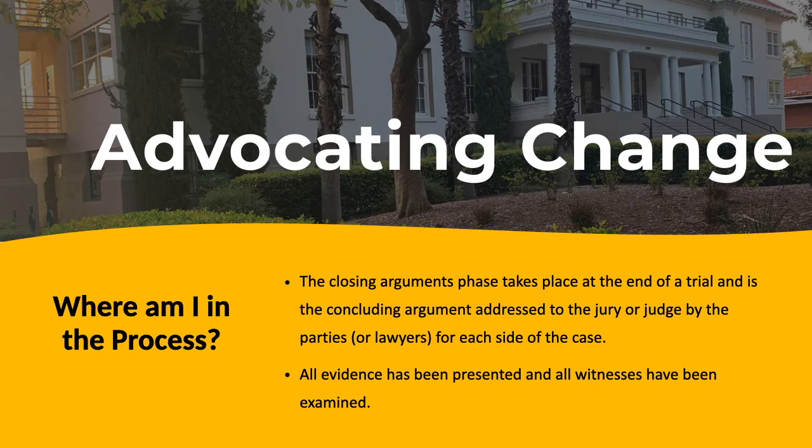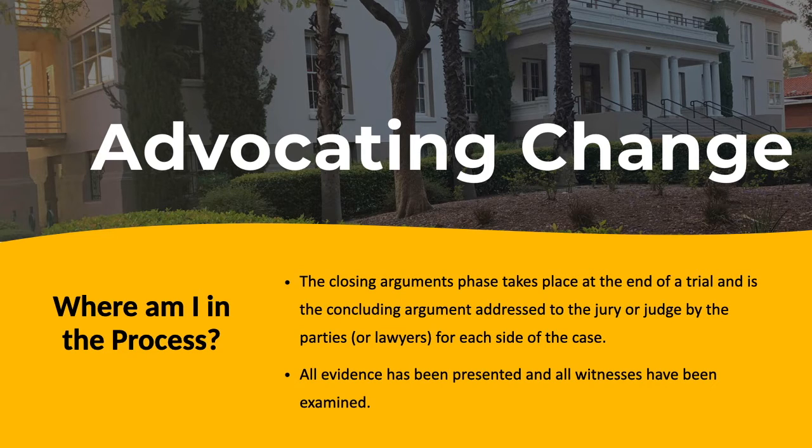First, we're going to start with where you are in the trial process. Now that you are at the end of your trial, all evidence has been presented and all witnesses have been examined. It is now time for the closing arguments. The closing arguments phase takes place at the end of a trial and is the concluding argument addressed to the jury or the judge by the parties or lawyers for each side of the case. The lawyers summarize the evidence that was presented during the trial, his or her client's position, and why the verdict or decision should be granted in favor of their client.